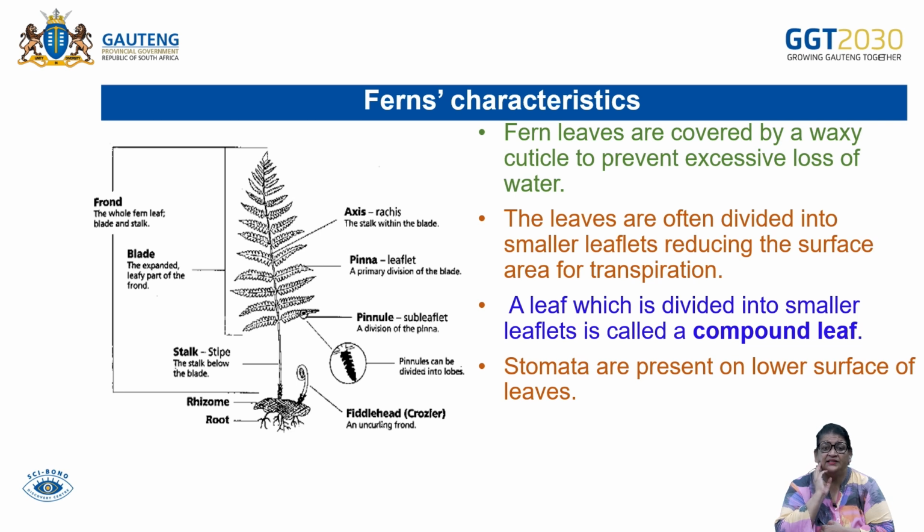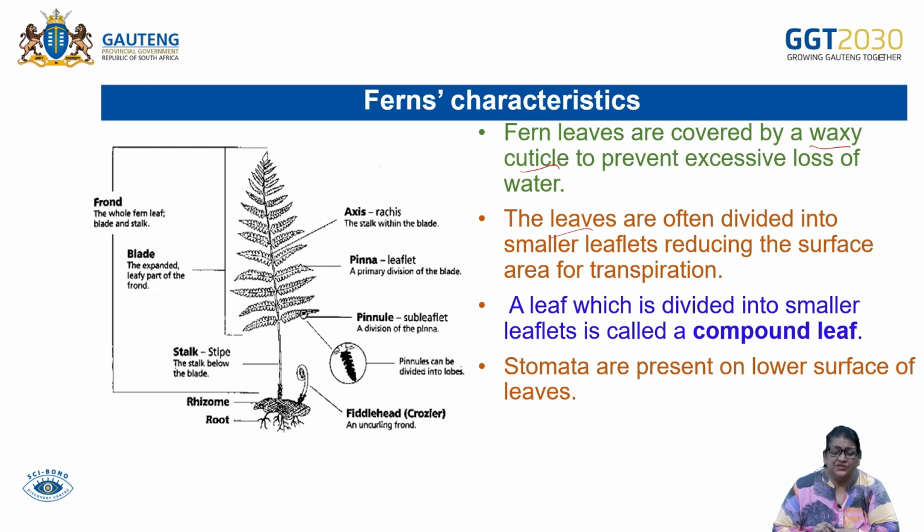Remember, these plants are standing every day in the sun, right? We stand under the tree to give us shade, but nothing is giving the tree shade. So it's going to be losing a lot of water because the whole day it's standing in the sun. So what mechanism is there to protect these leaves? There's a waxy cuticle that protects the leaves, okay? So leaves are covered by a waxy cuticle to prevent too much water loss. The leaf of a plant is divided into smaller leaflets called pinnules, right?